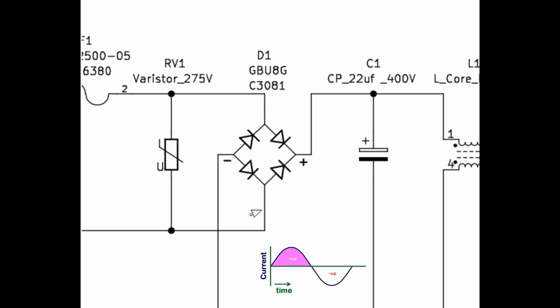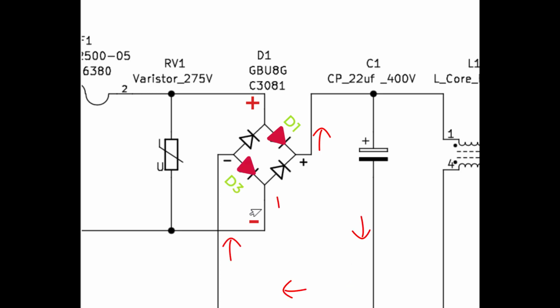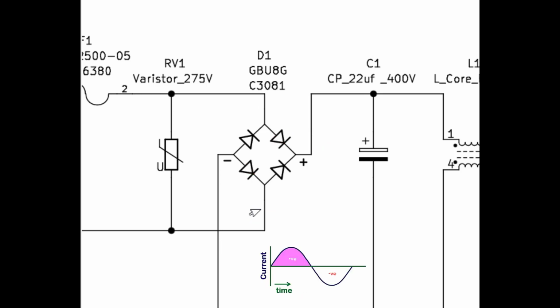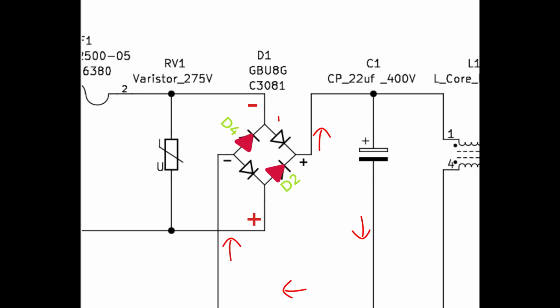During the positive half cycle of the AC signal, the upper part is positive and the lower part is negative. So the current passes through diode D1, charges the capacitor C1 and flows back through diode D3 to the negative terminal. Likewise, during the negative half cycle of the AC signal, the upper part is negative and the lower part is positive. So, the current passes through diode D2, charges the capacitor C1, and flows back through diode D4 to the negative terminal.